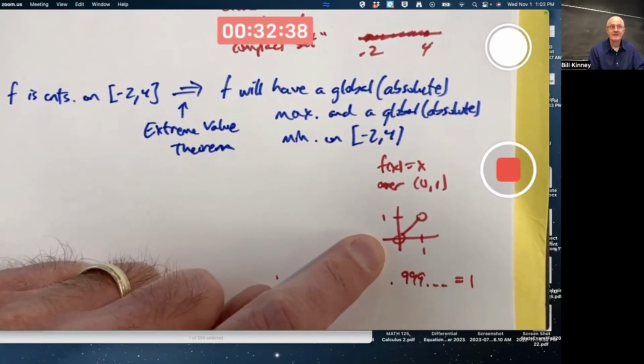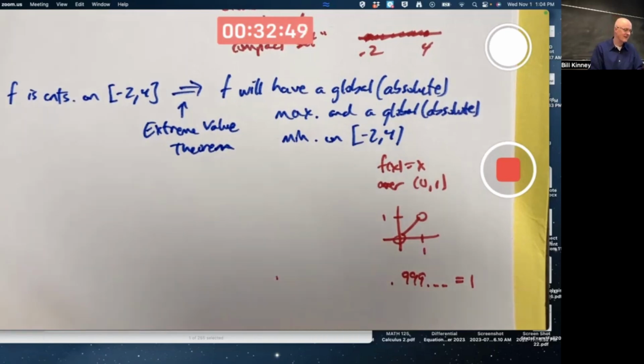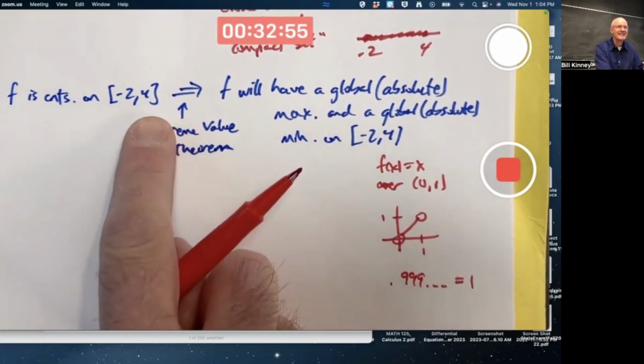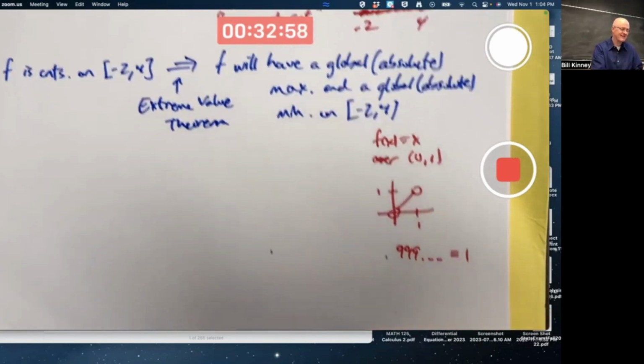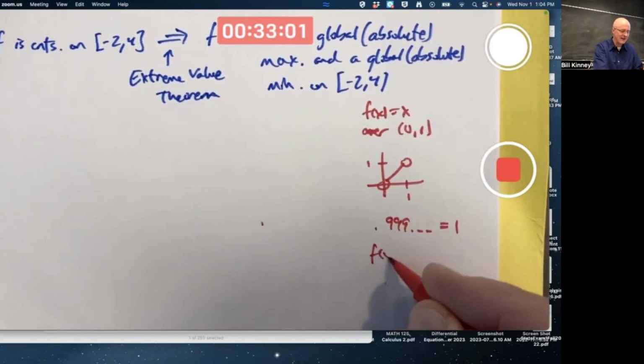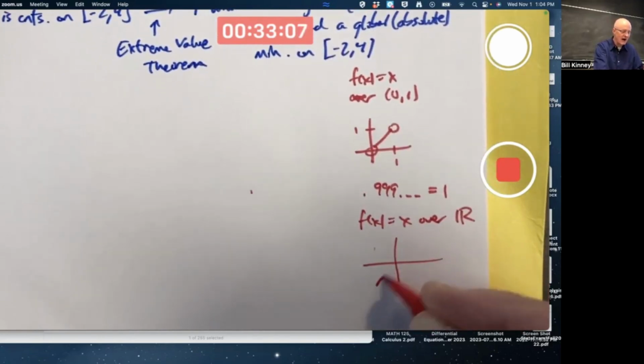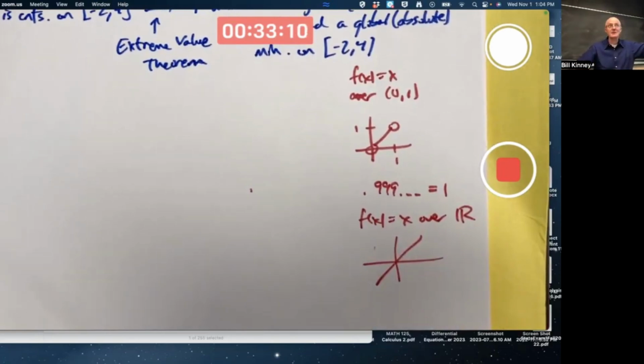Does it have a low point? Is it 0? No, it never gets to 0. It gets to 0.1 and 0.01 and 0.001 and 0.0001, but no, it never gets to 0. So the interval does have to be closed and bounded to be guaranteed to have a max or min. If you consider f of x equals x over the entire real number line, that also has no high point, no low point. It keeps going up and down forever and ever. So it's got no high point and no low point. Or could you say the high point is infinity? Not in this class, you can't. So don't.